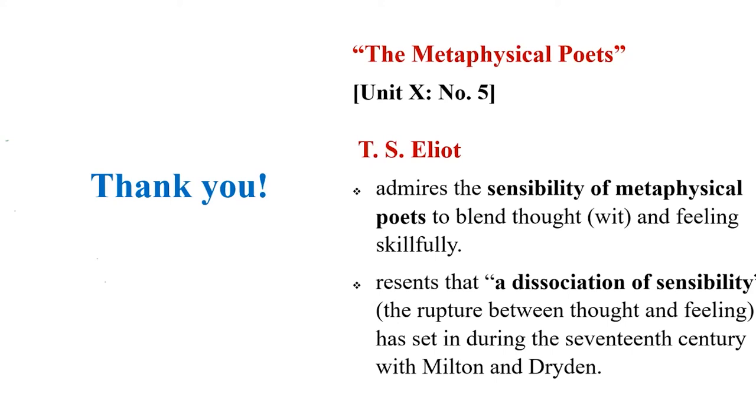Then T.S. Eliot says, after this, the Elizabethan period, then the Puritan age and the neoclassical age. In the Puritan age you have Milton. Then in the neoclassical, Dryden, the Restoration age. He said after this Elizabethan age, after these metaphysical poets, Milton and Dryden ruptured this blend. They collapsed this union. Thought is different, feeling is different. So T.S. Eliot says, during this time a dissociation of sensibility set in. Even in Milton and Dryden, there is no natural blend of thought and feeling, one full thought, full feeling.